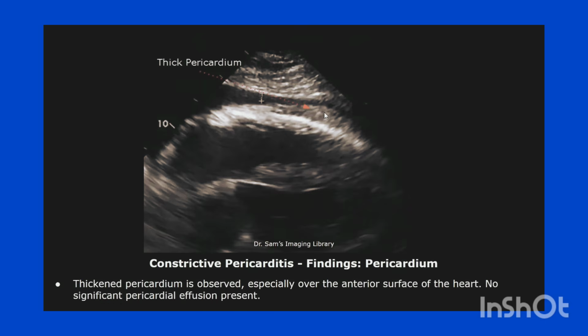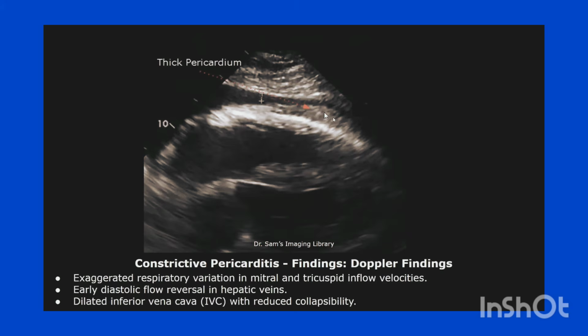These are the findings of the pericardium. Thickened pericardium is observed, especially over the anterior surface of the heart. No significant pericardial effusion present. Here are the Doppler findings. Exaggerated respiratory variation in mitral and tricuspid inflow velocities. Early diastolic flow reversal in hepatic veins. Dilated inferior vena cava with reduced collapsibility.